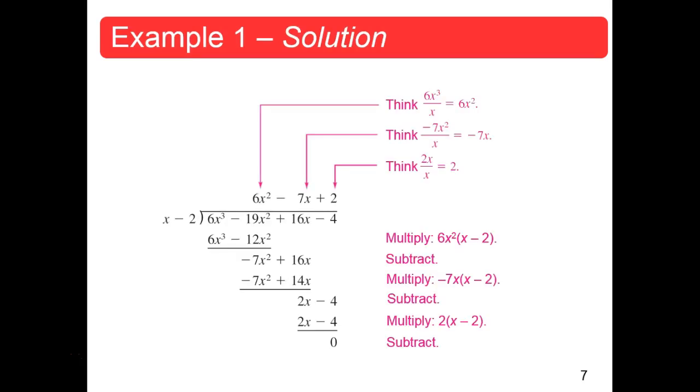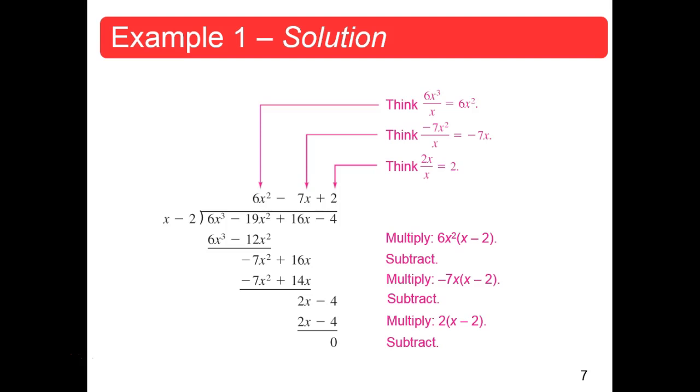Hey, this is exactly what we just did. Now, one thing they do a little different from me, they shift down. I don't care if you shift down or not, just as long as you get the answer. So they did x minus 2 into 6x cubed: x into 6x cubed gives 6x squared. Then multiply: 6x cubed minus 12x squared. Then change signs and add. They say subtract. I like change signs and add. Make that a minus, that a plus. You get minus 7x squared. Bring down the plus 16x.